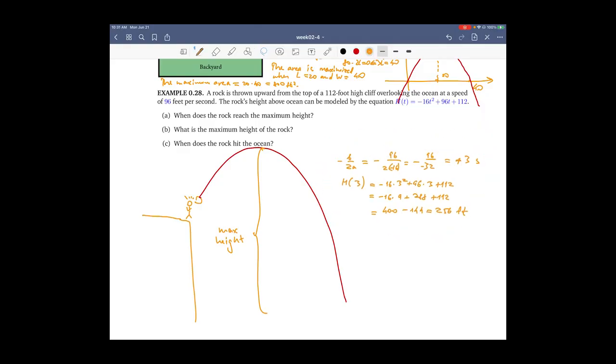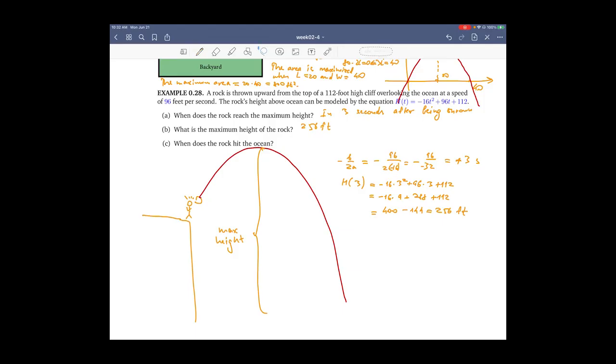When does the rock reach the maximum height? In 3 seconds after being thrown. And what is the maximum height of the rock? The maximum height is 256 feet.